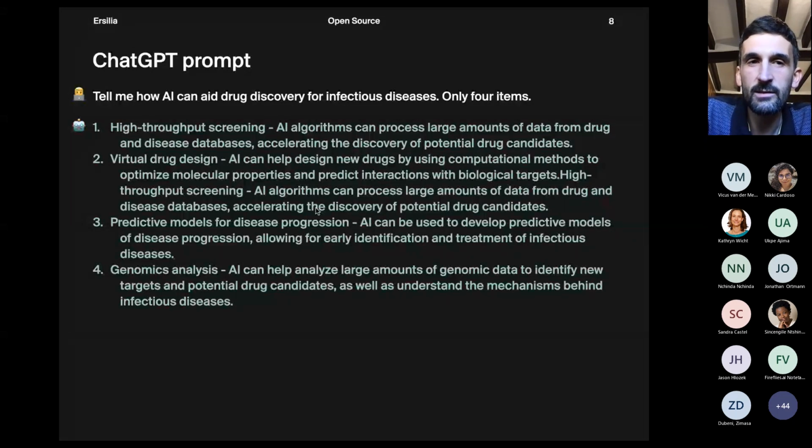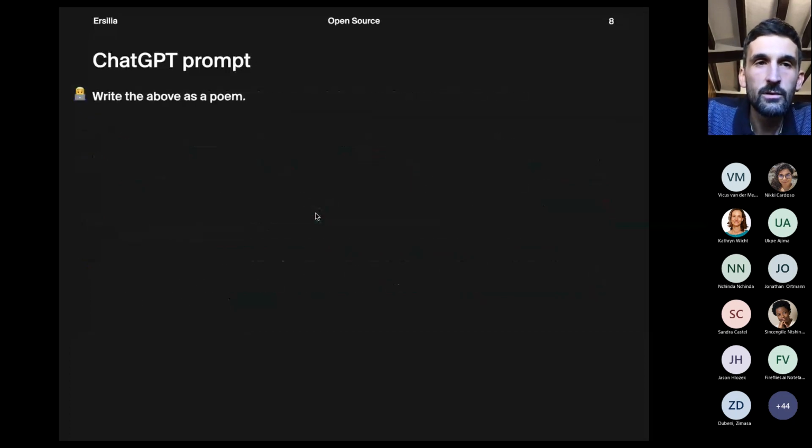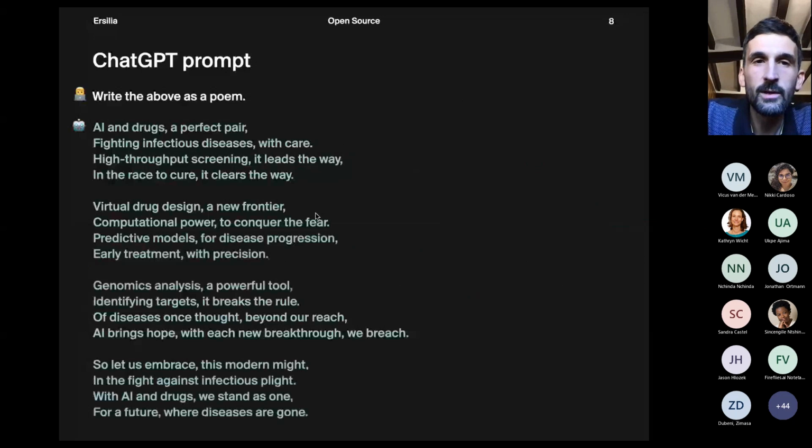We can do more things with ChatGPT. For instance, I can ask the following thing to this tool: can you write the above as a poem? And indeed, it's going to do so. So for instance, this is the poem that ChatGPT has returned on AI applied to drug discovery. I'm just going to read, for instance, the first chunk. AI and drugs, a perfect pair, fighting infectious diseases with care. High throughput screening, it leads the way. In the race to cure, it clears the way. So it's actually quite competent as a language generator.